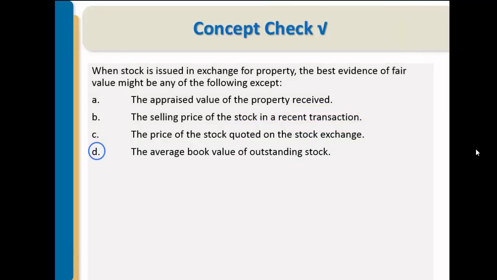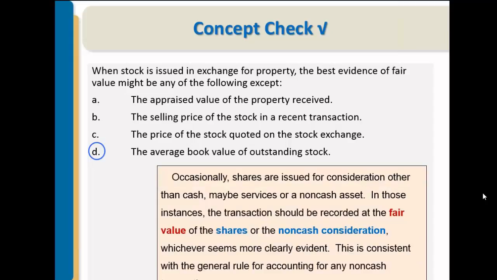Continuing on here, this is all fun stuff. So occasionally shares are issued for consideration other than cash, maybe services or a non-cash asset. In those instances, transactions should be recorded at fair value of the shares or of the non-cash consideration, whichever seems more clearly relevant. This is consistent with the general rule of accounting for any non-cash transaction.